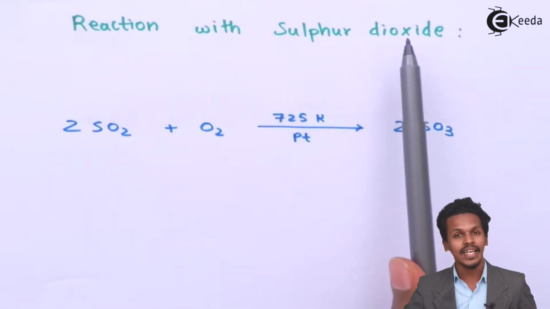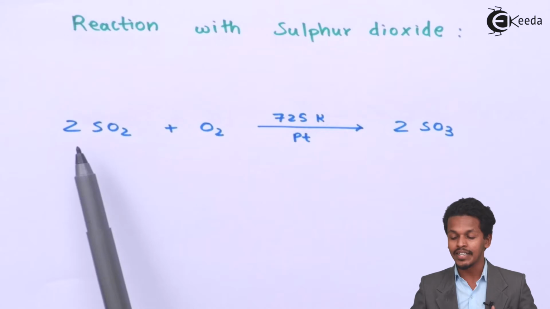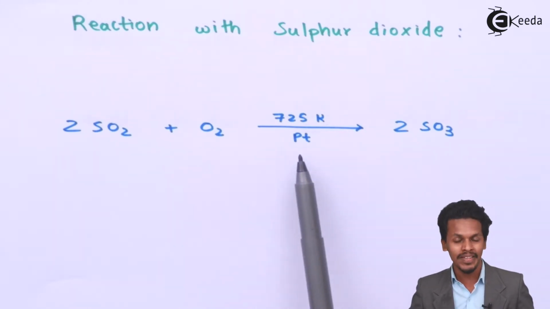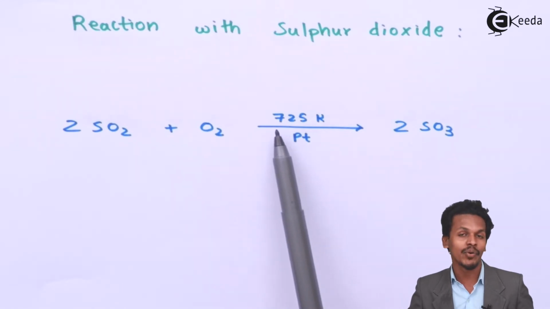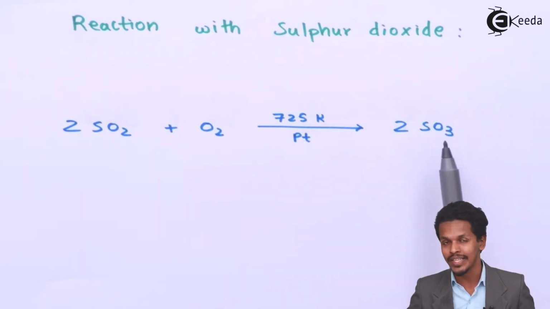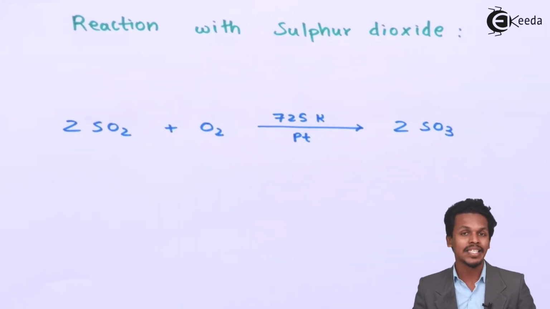with sulfur dioxide. In this case, 2 moles of SO2 are reacted with O2 in the presence of platinum as a catalyst at a temperature of 725 Kelvin. The product we get is 2 moles of SO3, that is sulfur trioxide. So this is one of the reactions, and now let me talk about the next reaction.